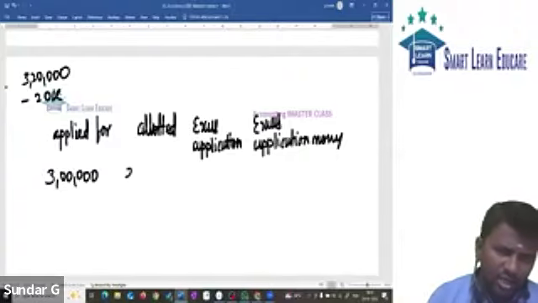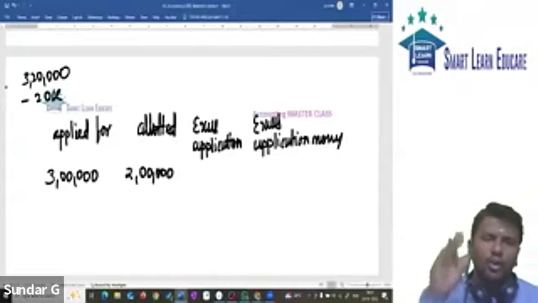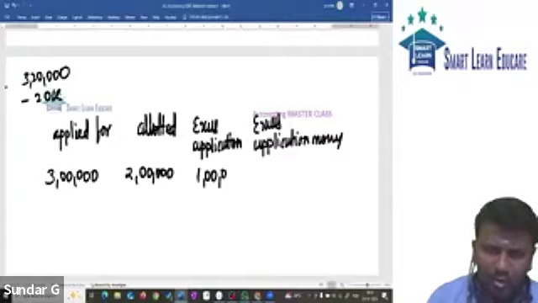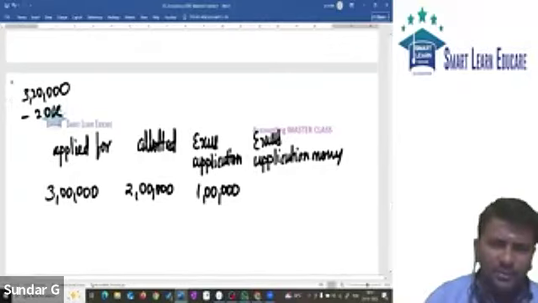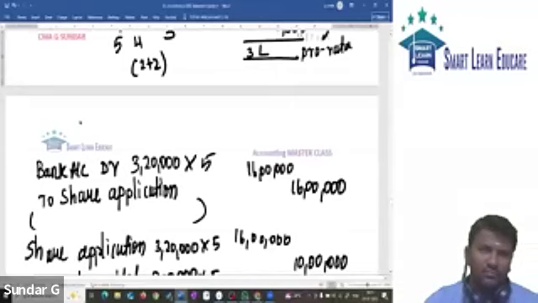the company will make an allotment of 2 lakh shares, because they issued only 2 lakh shares. So excess is 1 lakh. What is excess application money? 1 lakh into what is the allotment price? 4 rupees. Yeah, allotment price is 4 rupees.